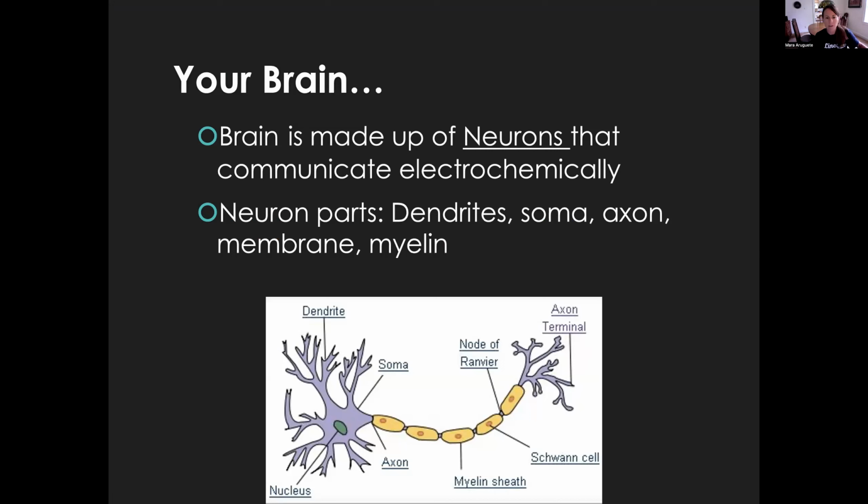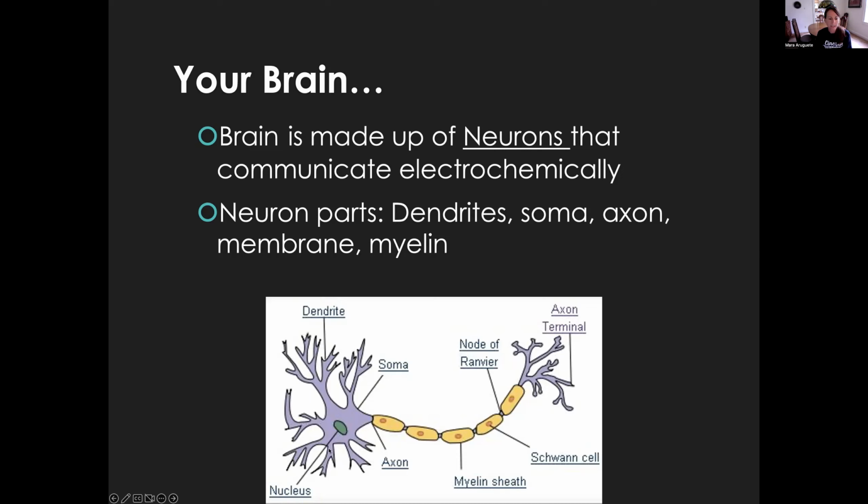There are different parts of a neuron. There are dendrites, there's the soma, there's the axon, and there's a membrane that surrounds the neuron, and there is the myelin that surrounds the axon. So you can pause and kind of see some of these parts.